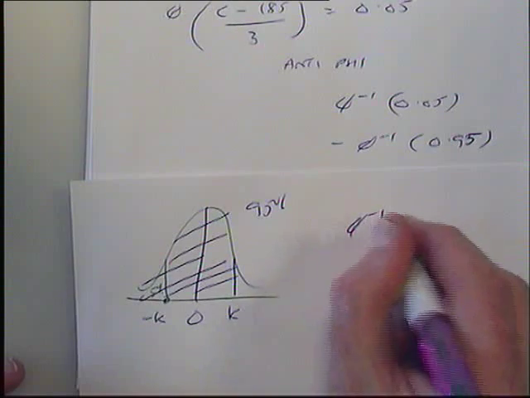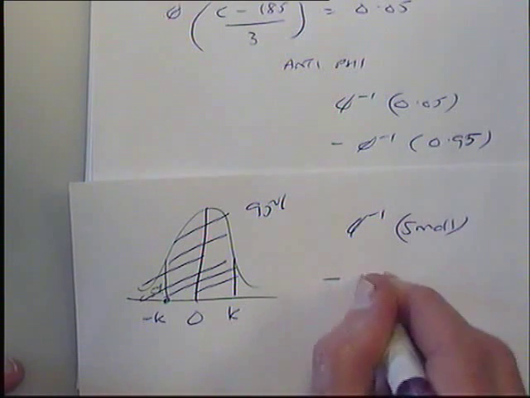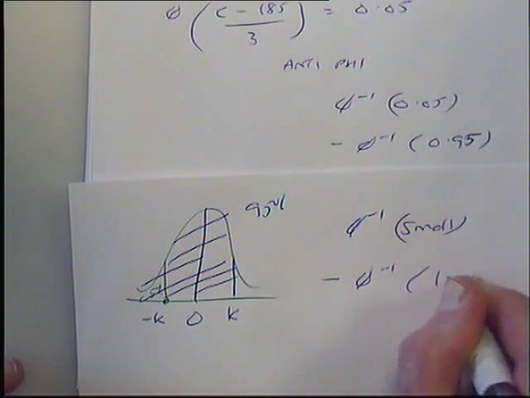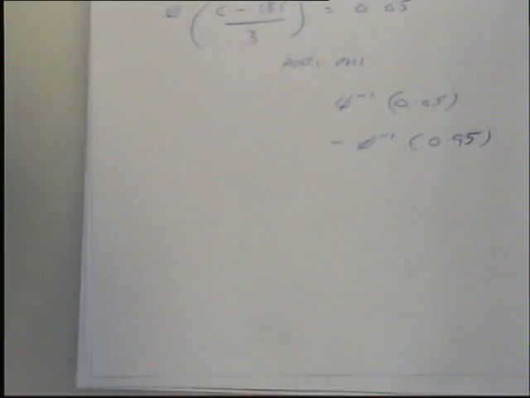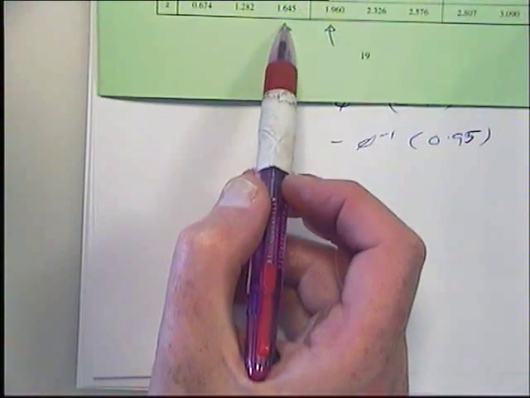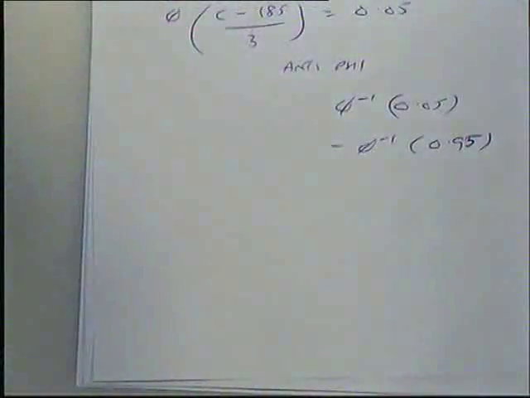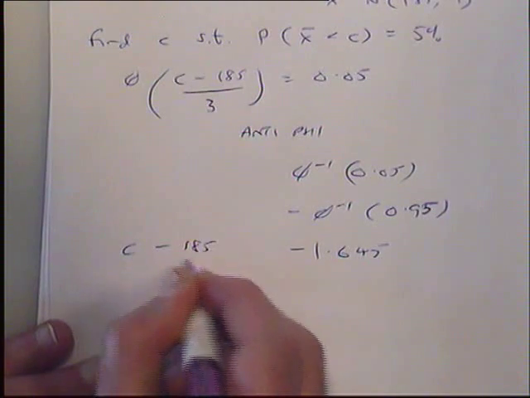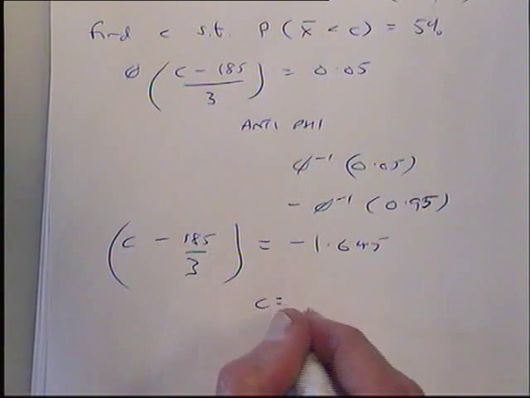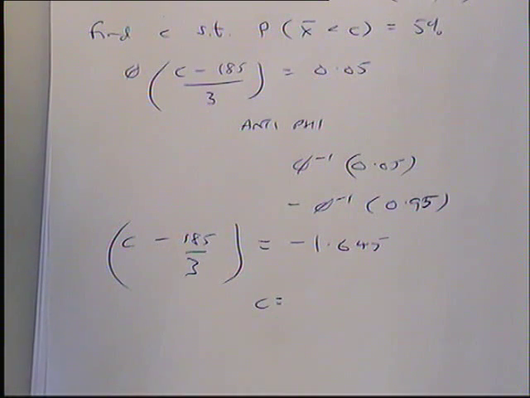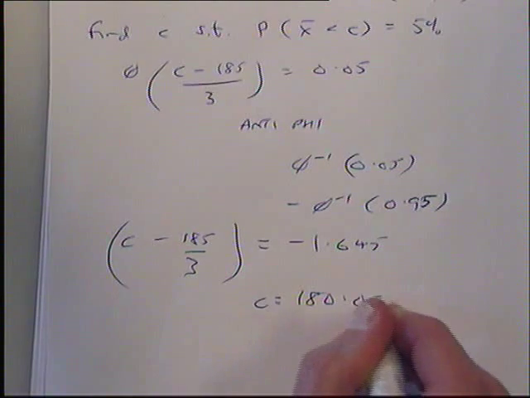So the rule we had was antifying something small was negative antifying 1 minus that small number. So antifying 0.95, if you look in the tables, it's another one you'll be familiar with, we've come across this one already today, 1.645. 1.645 with a minus sign. Identify the other side and rearrange and find C, which somebody's probably already done. Yep, I've got 180.065 here.